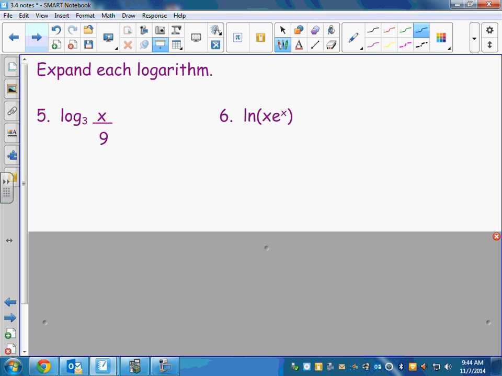Expand each logarithm means use all the properties. So you should have no multiplication, no division, no powers left. And look to see if you can simplify the end. So when I see log 3 of x divided by 9, I know division goes to subtraction. So I could rewrite that as log base 3 of x minus log base 3 of 9.